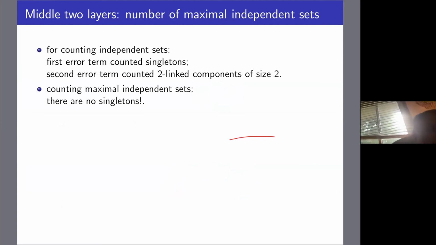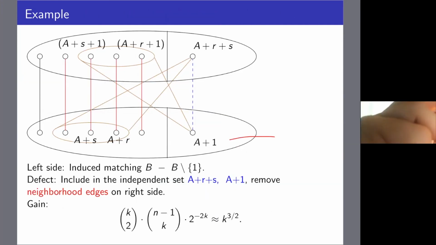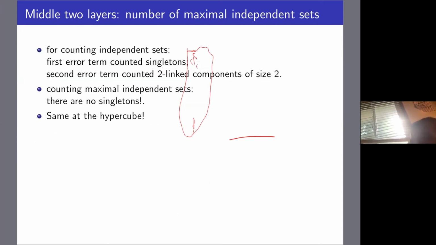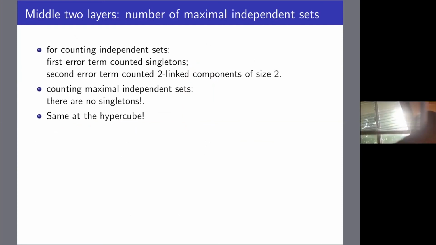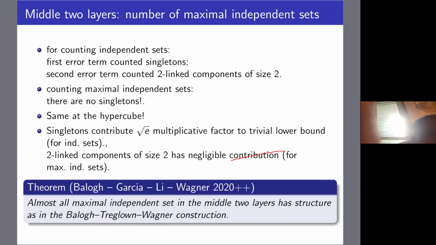And if we look back at this picture, then if we make some model, this is on the defect size, and this has size always at least 2 for some reason. So there is no singleton tooling component. So that's the reason that this factor disappears, and that's what we hopefully proved very recently, that almost all maximal independent sets in the middle 2 layers actually have the structure as we showed in the picture.